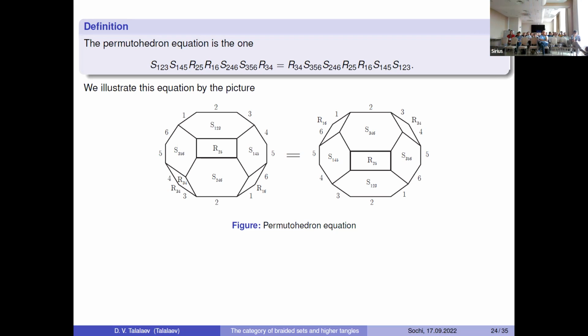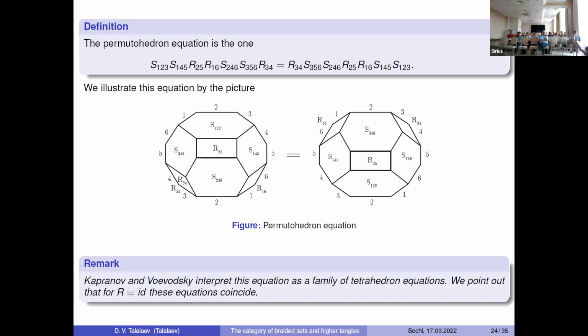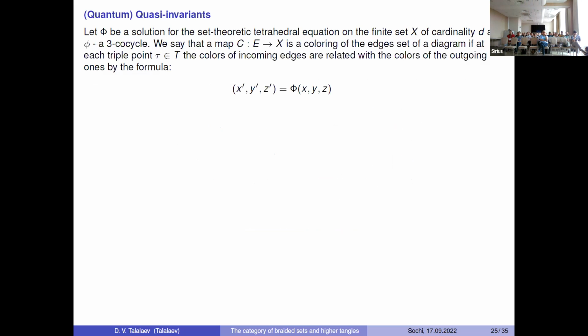And there is an equation which can be related with this polyhedron, which is causally related to the previous one. Kapranov and Voevodsky interpret this equation as a family of tetrahedron equations, but for me, I just like to simplify this condition. So if R, which is on the rectangular faces, is trivial, it is just the tetrahedron equation. With the help of solutions of the tetrahedron equation, we can construct a variant of invariants of 2-knots.